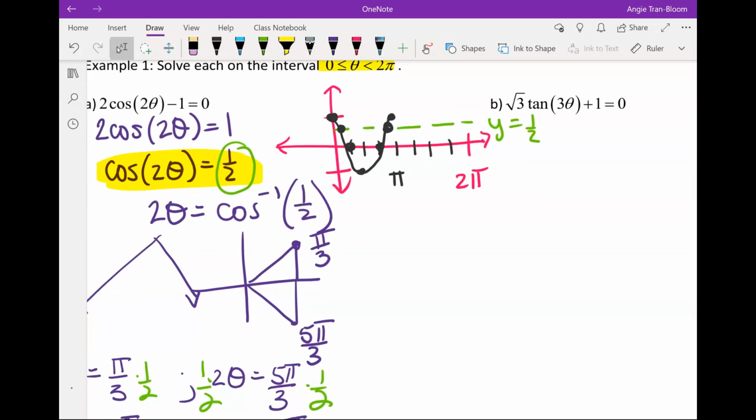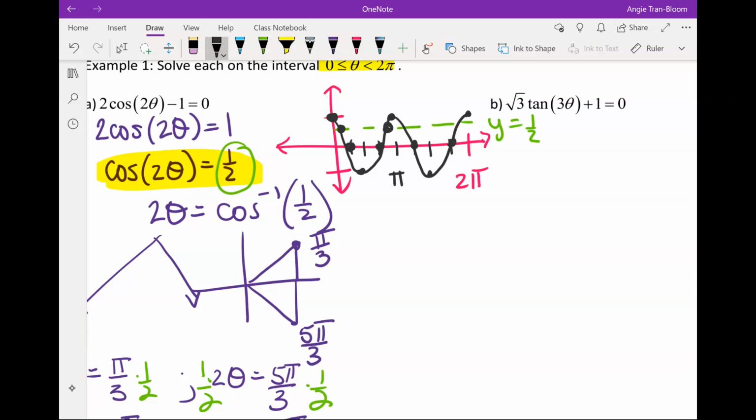But isn't the question asking you to solve all the way to 2 pi? So technically, should I keep going with this curve? Yes, I gotta keep going. So if I keep going all the way to 2 pi, how many times do you think these two things intersect? 4. So how many answers do we have total? 4. But how do we get the other 2? Add pi to each one.